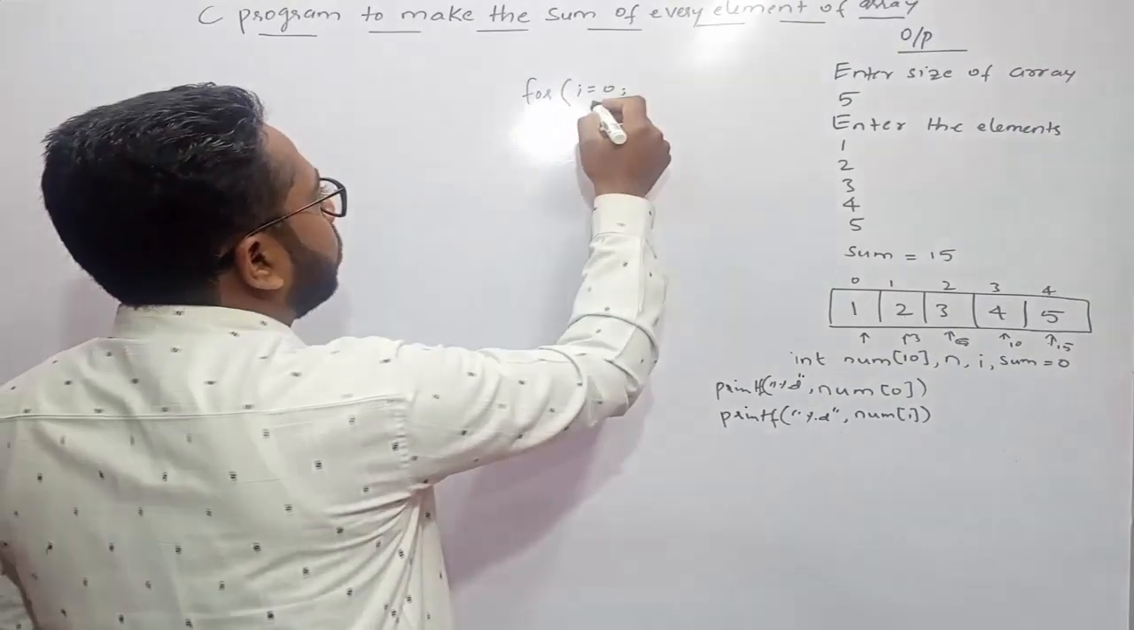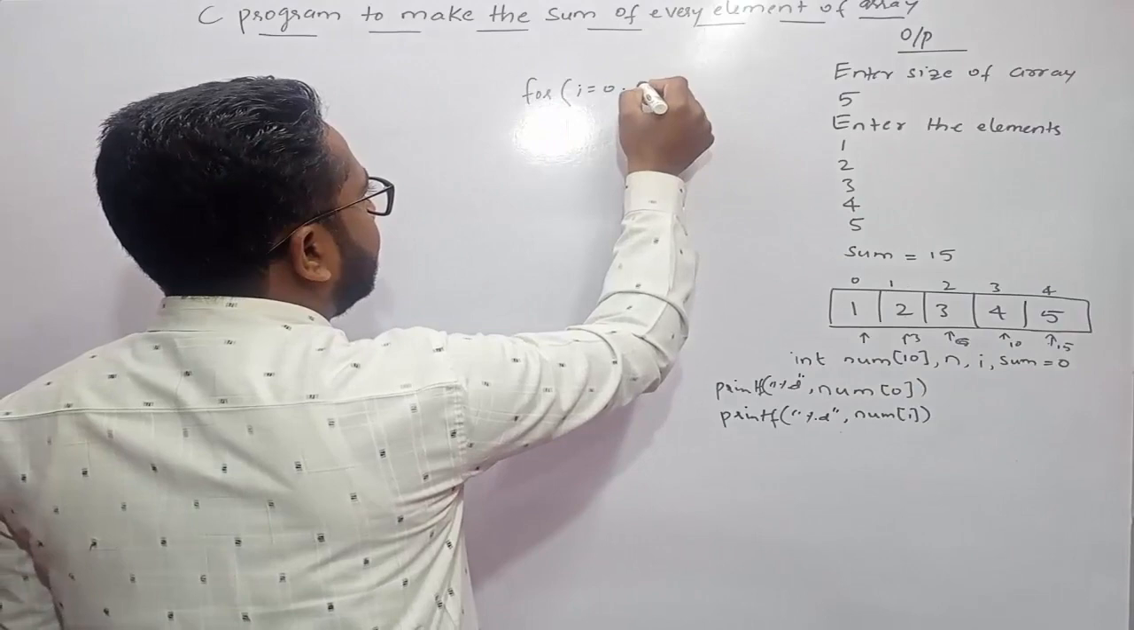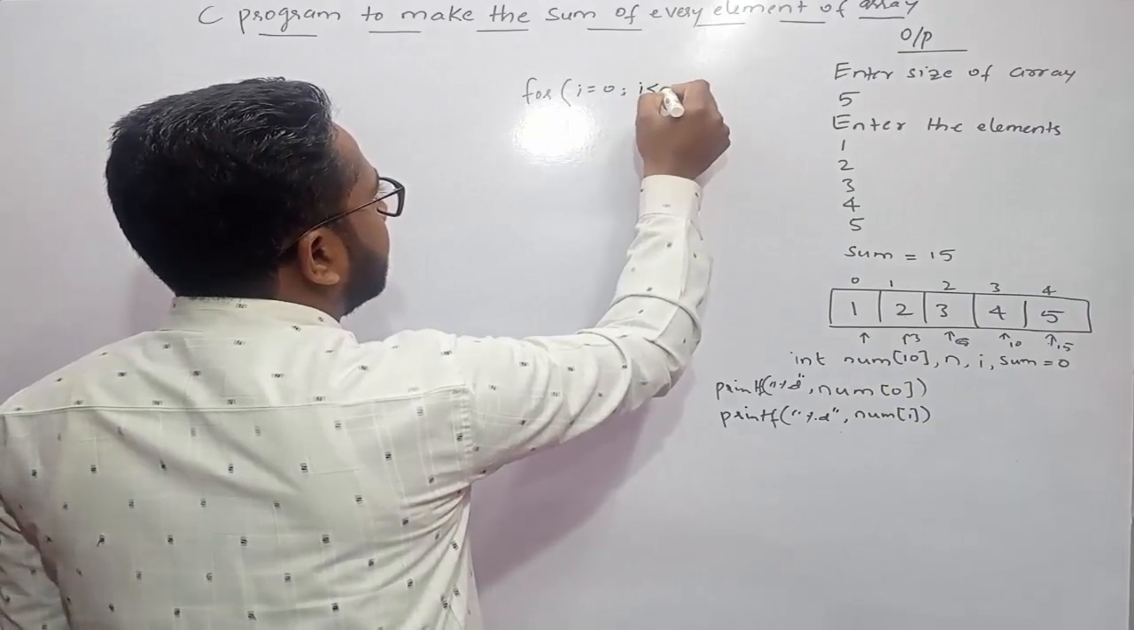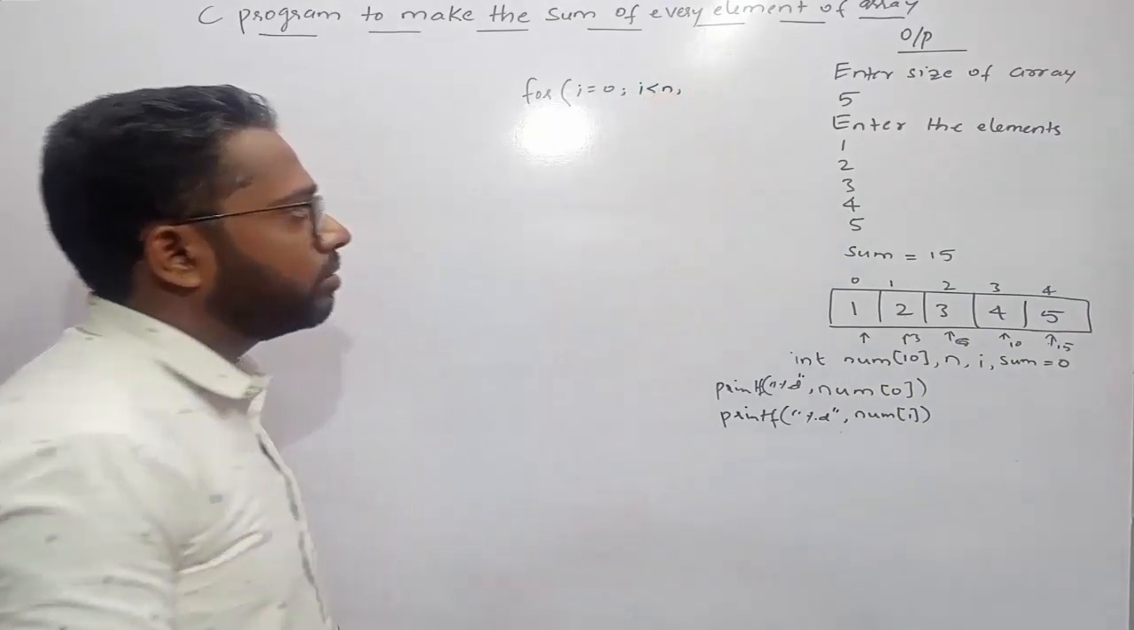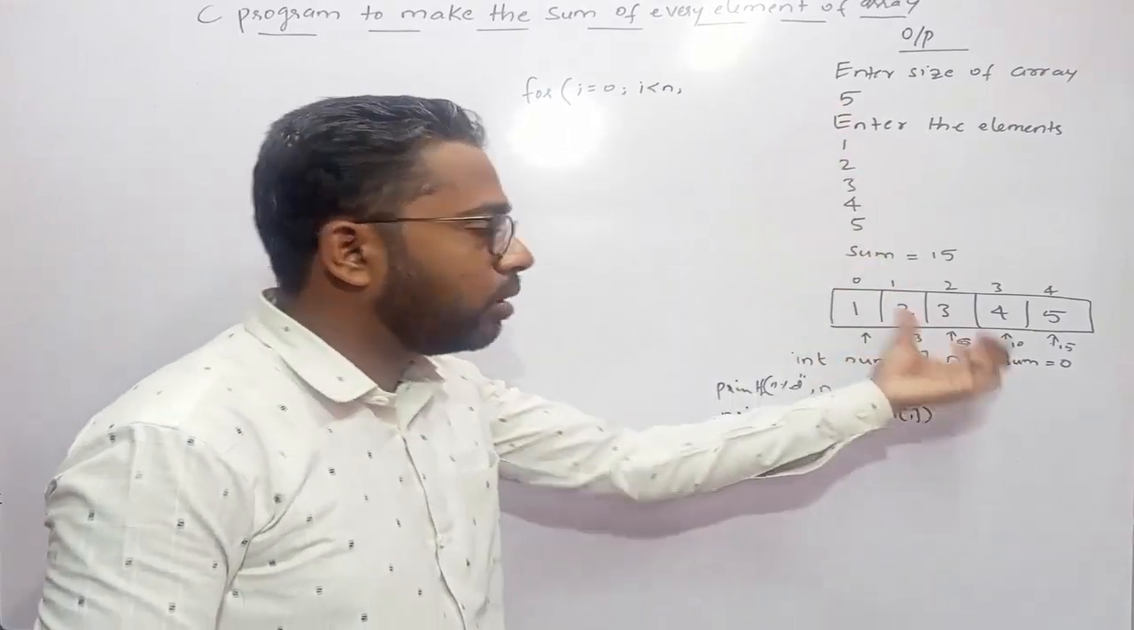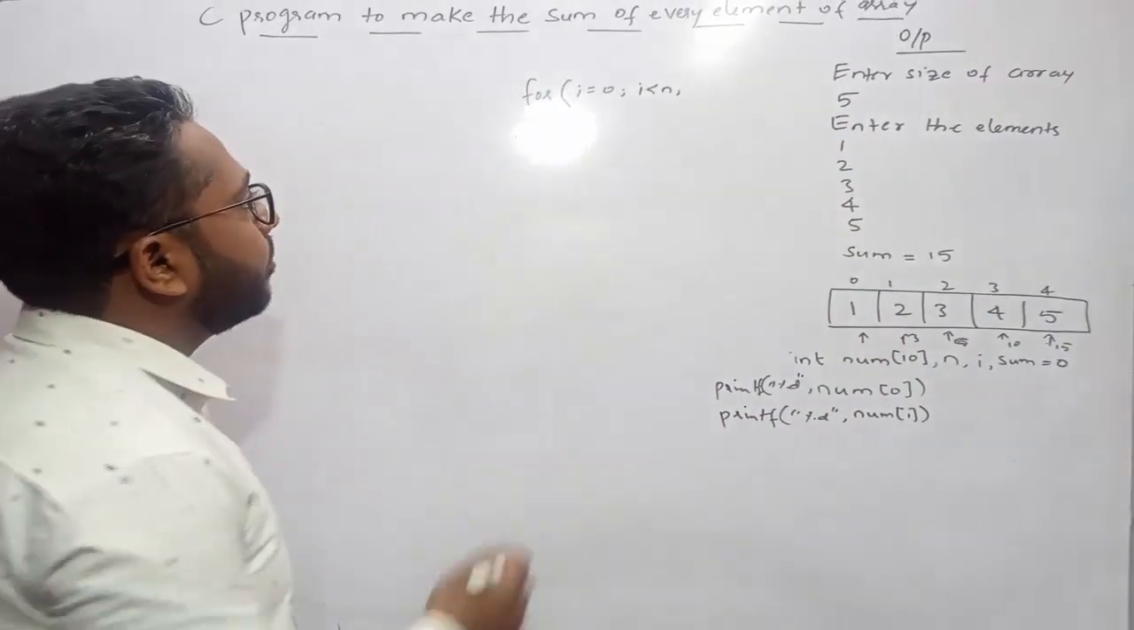So I will use a for loop, i equals 0, i is less than n, because our n value is 5 and we have 5 items stored inside the array.